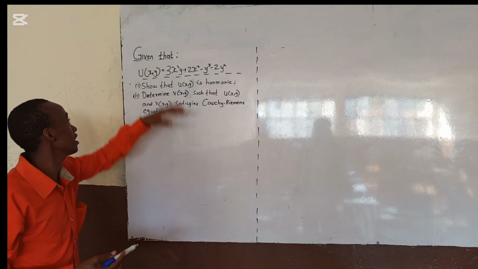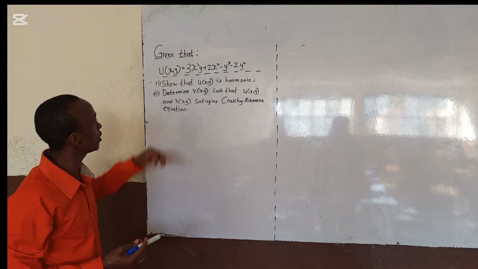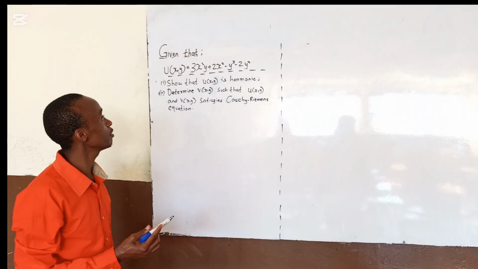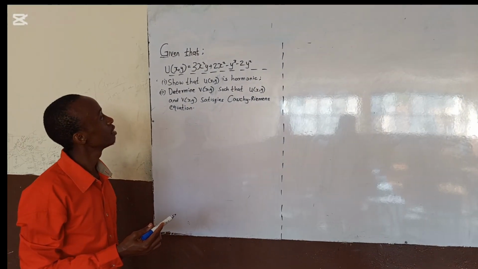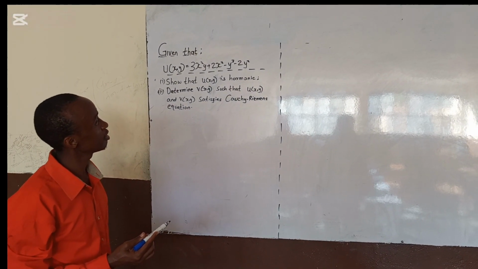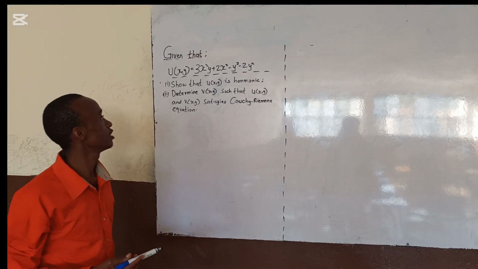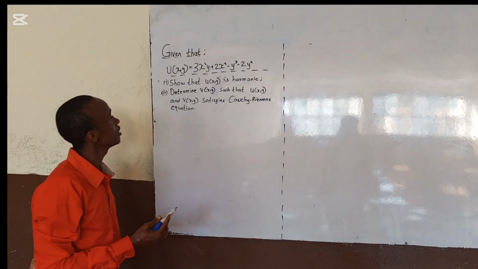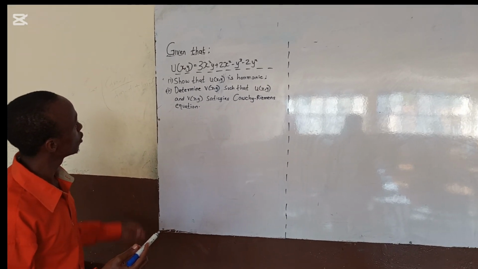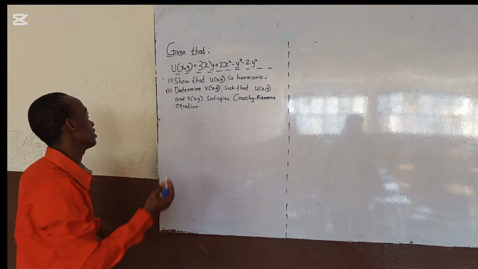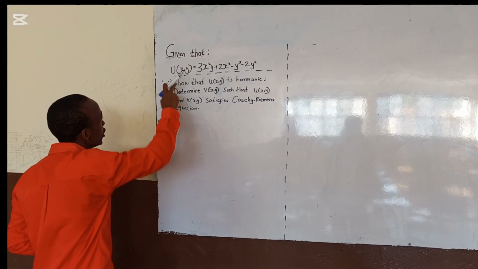Today I'm going to teach how to solve a question on a harmonic conjugate. Now we are given that u as a function of x and y is equal to 3x squared y plus 2x squared minus y cubed minus 2y squared. Question number 1: show that u(x, y) is harmonic. So, for us to show that the function is harmonic, we are given u.